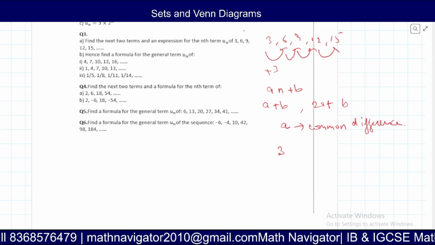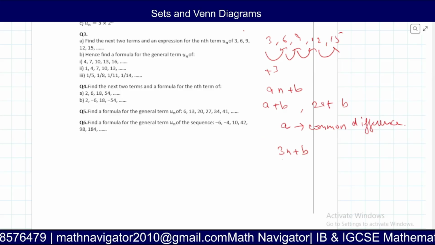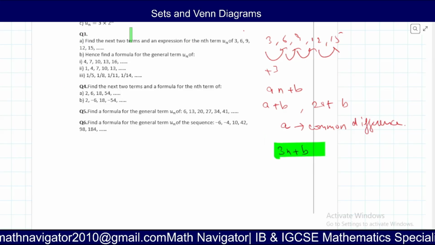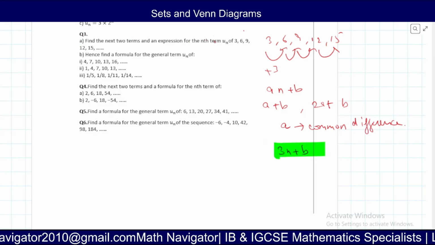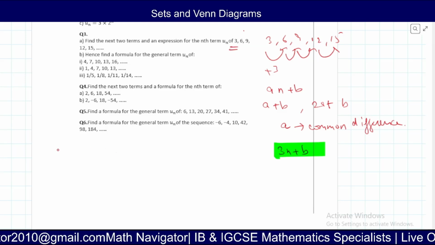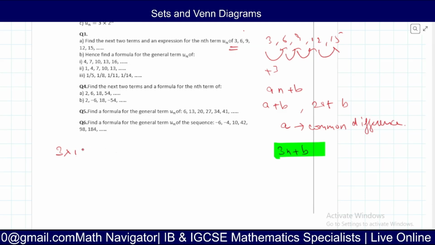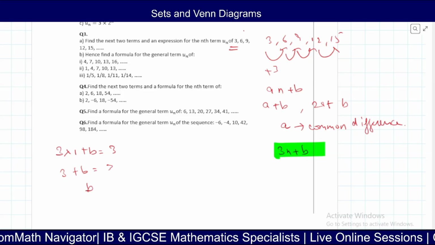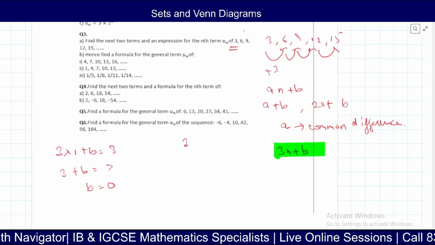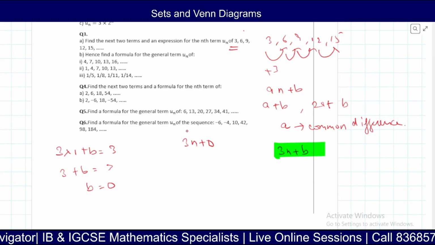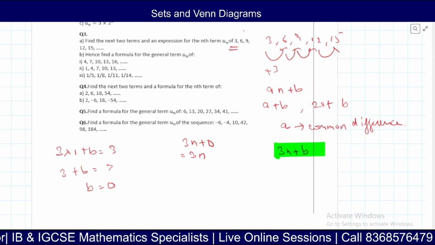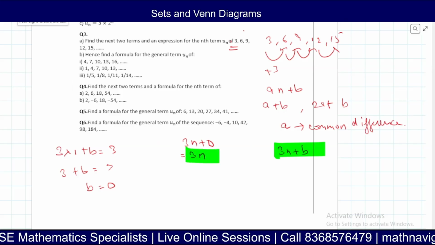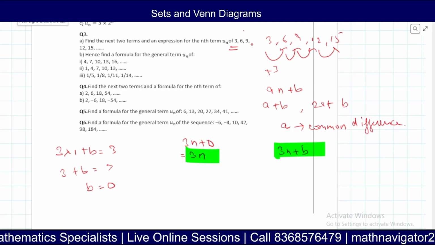So my equation becomes 3n + b. Now I want to find the value of b. How will I find the value of b? I'll take the first term. My first term is given to me as 3, right? So I put 3 times 1 plus b is equal to 3. So 3 plus b is equal to 3, so b is equal to 0. So my equation becomes 3n + 0, which is equal to 3n. So my general formula for this is 3n. Let's check. If you put n as 2, it will become 6. If you put n as 3, it will become 9, and so on.